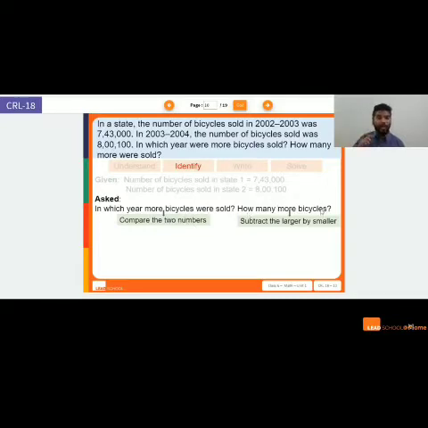When I hear the words how many more or how much more, I will assume the operation we are talking about is subtraction. Subtract the smaller from the larger, because we are comparing and measuring by how much more. When I see words like increase or total, then I will add. But when I see something like how much more, or by how much less is it, then I will use subtraction.